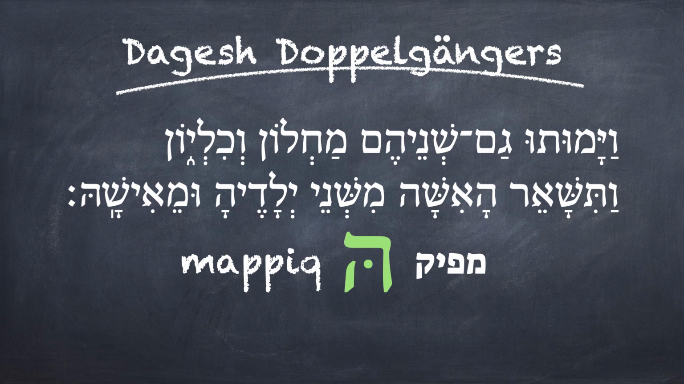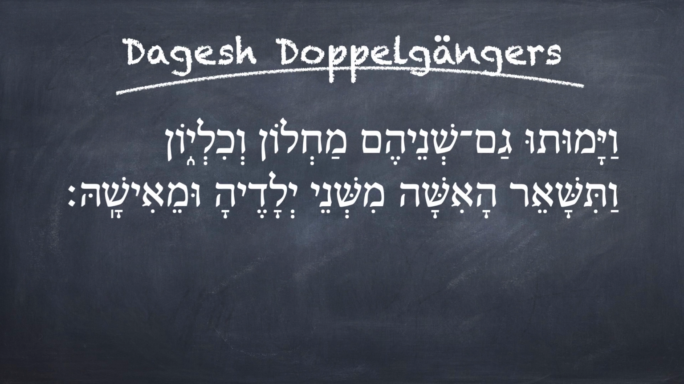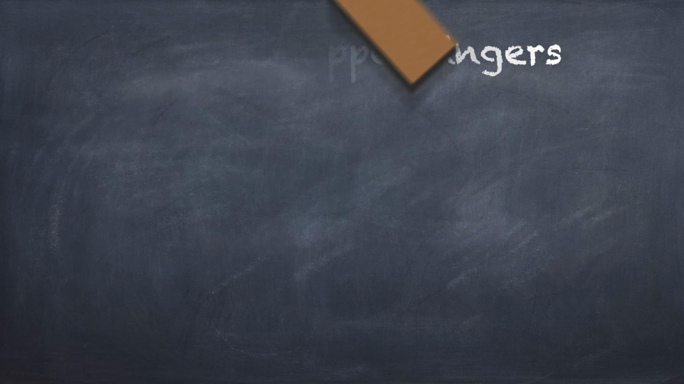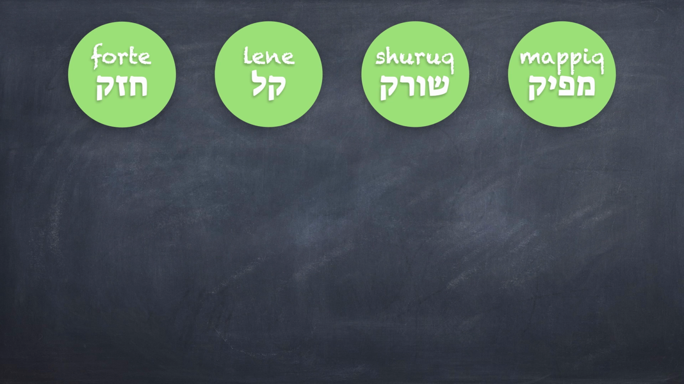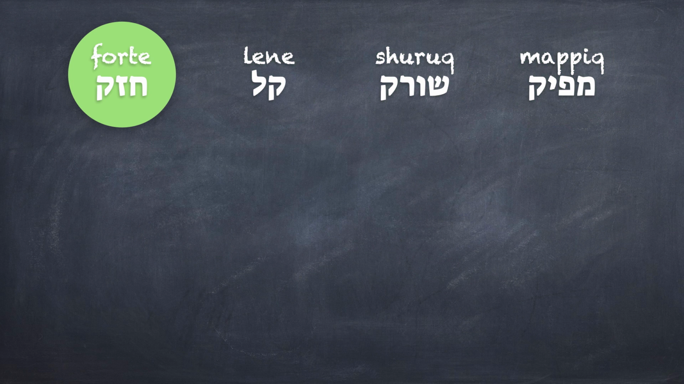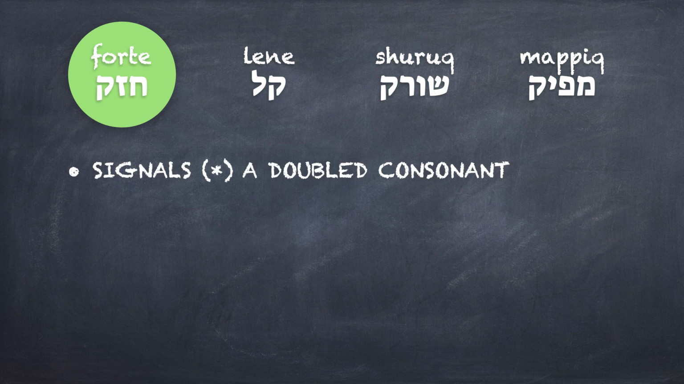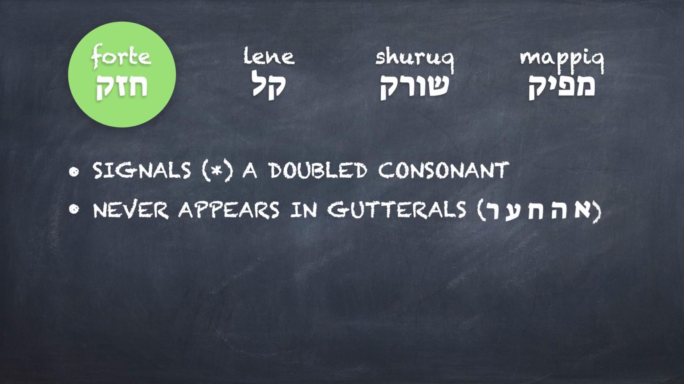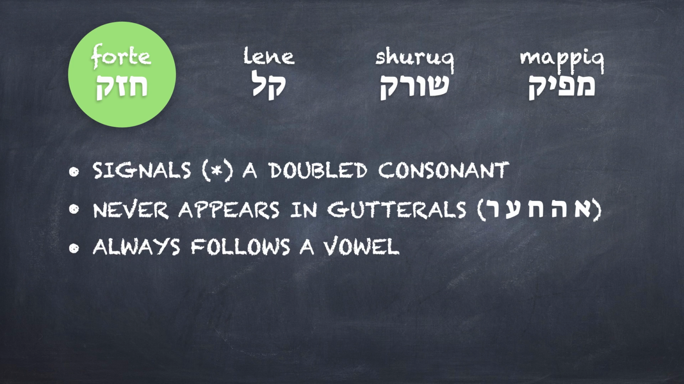All right, enough on that. Let's review and play our game. Here are our 4 dots. The dagesh chazak signals a doubled consonant. It never appears in the guttural letters, and you can identify it because it always follows a vowel of some sort.